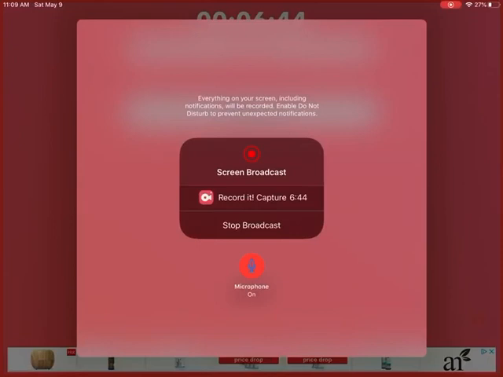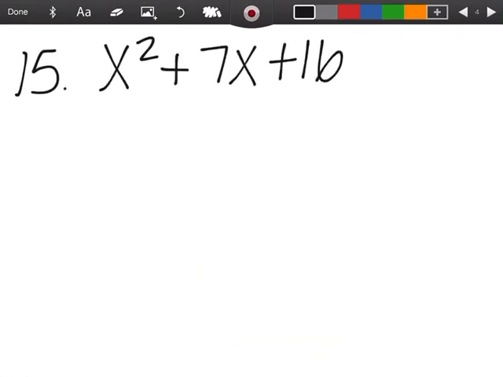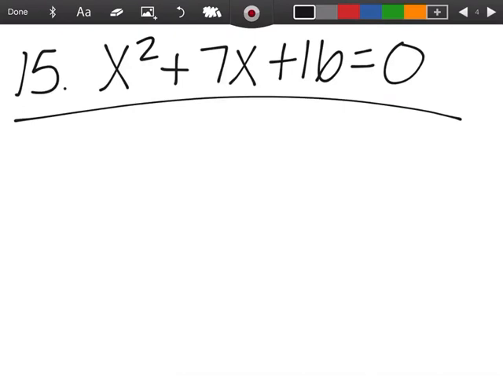Let me check my time here. Oh, we'll put this one in this video too. Number 15 is x squared plus 7x plus 16 equals 0. So pause the video, try this problem, and then unpause the video when you're ready to go over it. So a is 1, b is 7.